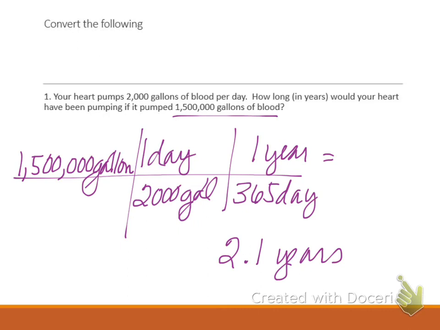Okay? So before we stop the lecture for the day, I want to do the first example problem for the barnyard math, using the conversion factors. Is everybody good with that? The blood? Okay? That's a lot of blood your heart's pumping in a year and a half, 2 years.